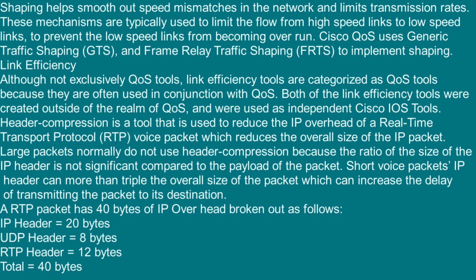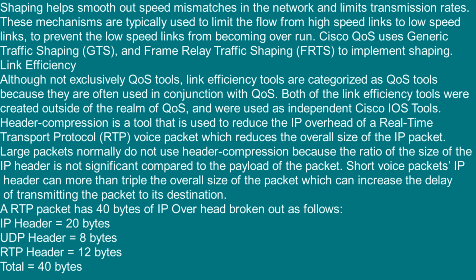Header compression is a tool that is used to reduce the IP overhead of a real-time transport protocol (RTP) voice packet, which reduces the overall size of the IP packet. Large packets normally do not use header compression because the size of the IP header is not significant compared to the payload of the packet. Short voice packets' IP header can more than triple the overall size of the packet, which can increase the delay of transmitting the packet to its destination.